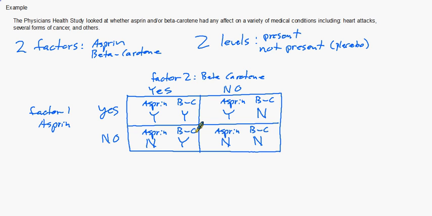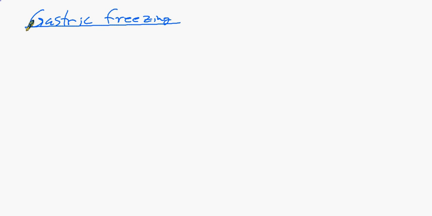Now, the one combination which is of particular importance is, in fact, this one. This would be the control group, which is very important in experimental design. There's actually a really clear example of this. I'll show it to you.